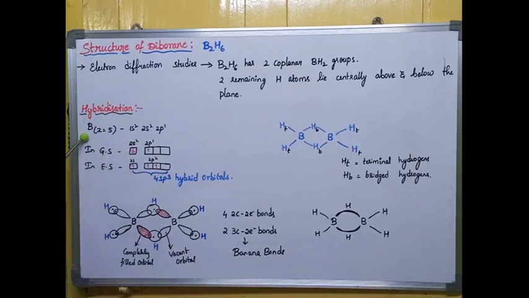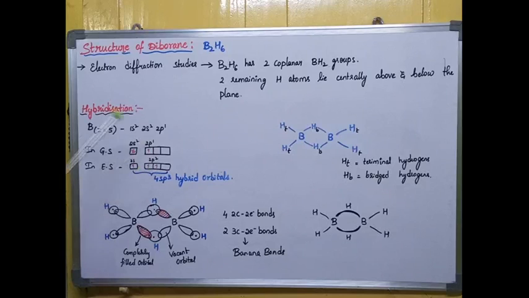Boron has atomic number 5. So I am arranging the electrons in orbitals: 1s2, 2s2, 2p1. I am taking only valence electrons in the hybridization. In the ground state we have 2s2 2p1. In the excited state, one electron from 2s moves to 2p.